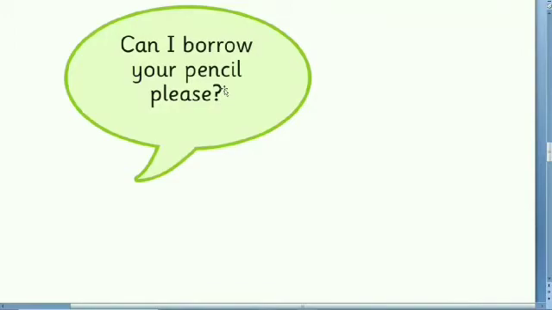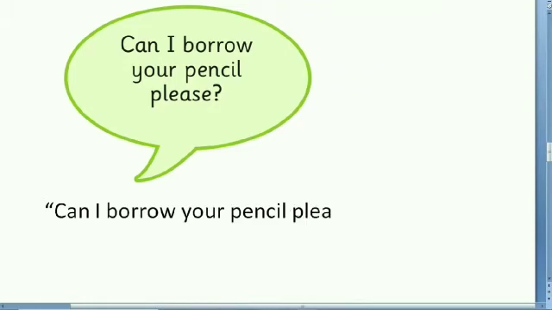Uh-oh. What do we do now? Let's do it together. Direct speech. Speech marks. Write your question the exact same way with a capital letter and a question mark. "Can I borrow your pencil, please?" Question mark. Speech marks again. Now, you don't say a question. You ask a question, right? So you can't write said. You will write asked.